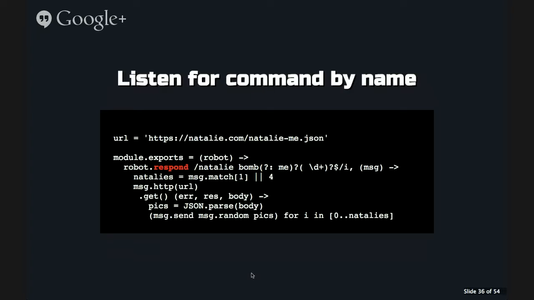So we can listen for commands. This is basically an example of a script called Natalie Me, which would return you a picture of Natalie Portman, a random picture of Natalie Portman. We like Natalie Portman here at VividCortex. That's why we created it.